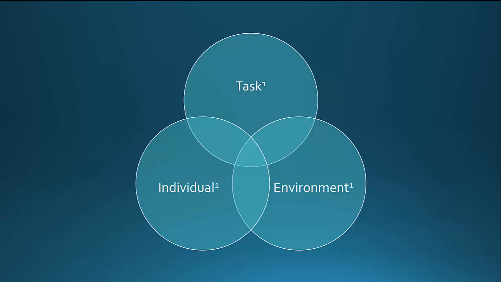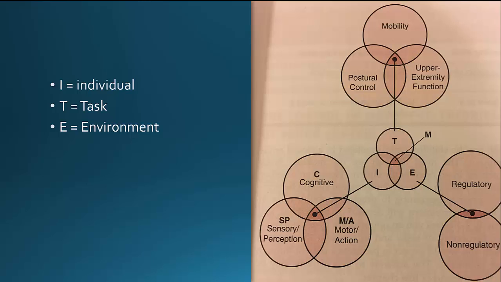The task and the environment create the demand for the movement, and the individual should be able to generate the movement necessary. A person's functional capacity is determined by the individual's capacity to meet the demands of the task and the environment. Within the individual, movement emerges from the interaction of multiple systems, including sensory, perceptual, cognitive, motor, or action systems. As you can see here in the chart, the I represents individual here in the center, the T represents task, and the E represents environment.